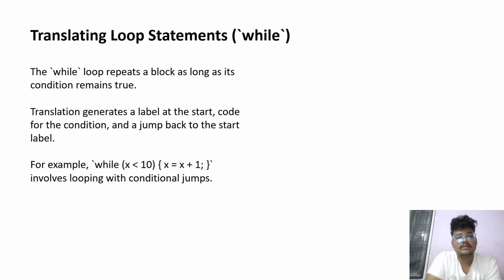Translating loop statements. The while loop repeats a block as long as its condition remains true. Translation generates a label at the start, code for the condition, and a jump back to the start label. For example, while x is less than 10, x is equal to x plus 1 involves looping with conditional jumps. The while statement is used for looping. For example, x was originally 0 and its value keeps increasing, and this loop happens until x becomes 10. It works until x is 9, so it works 10 times, and the 11th time it fails because the condition is no longer true and it exits the loop.